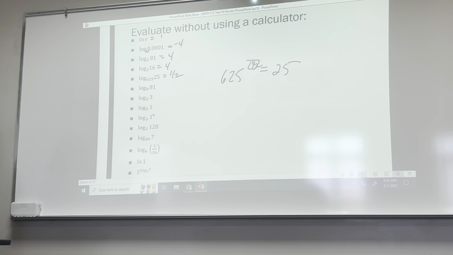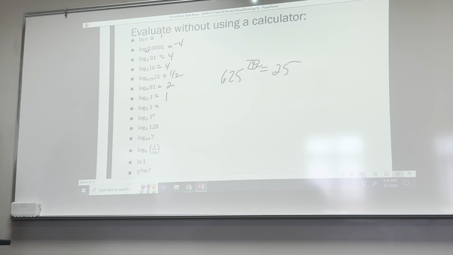Log base 9 of 81. 9 to what power is 81? 2, right? Log base 3 of 3. 3 to what power is 3? 1, right? The base and the argument are the same. The answer is always 1.